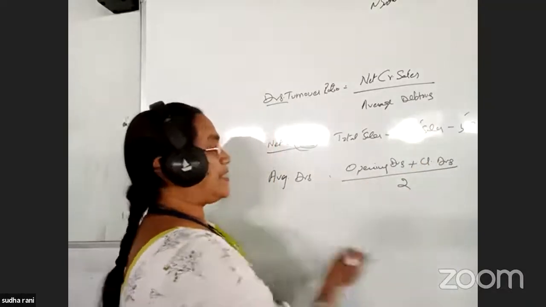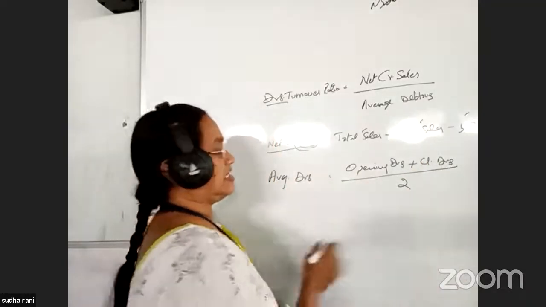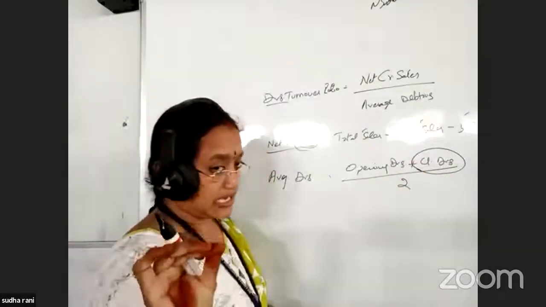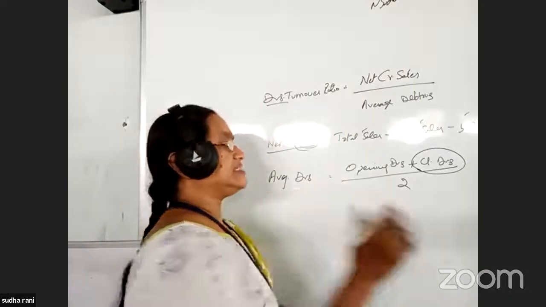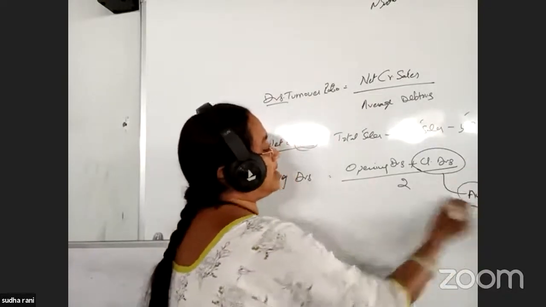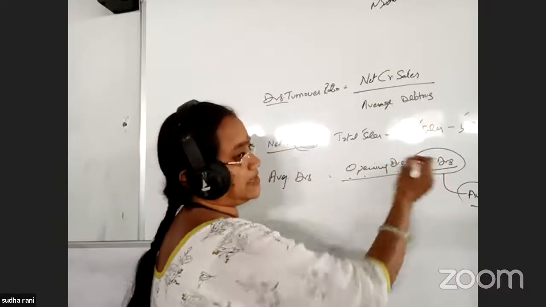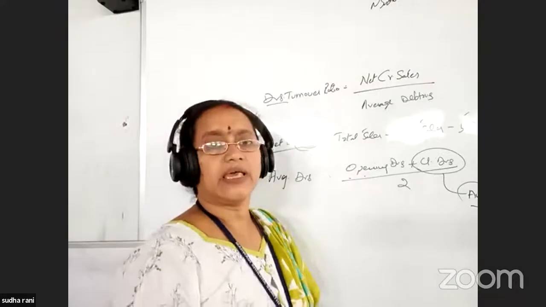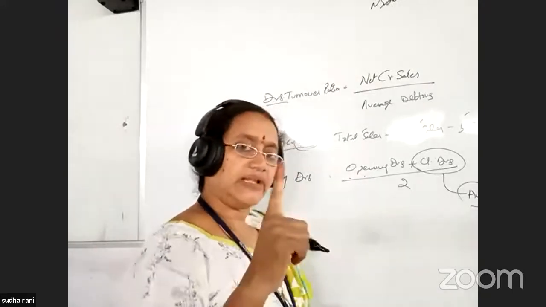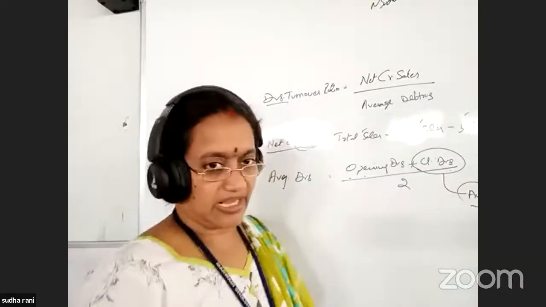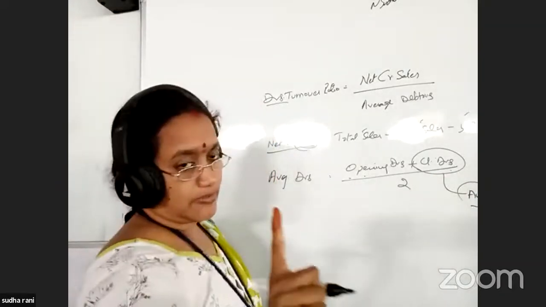In absence of opening and closing debtors, whatever closing debtors are given or whatever the debtors are given in the question, that itself has to be taken as average. Remember, if both are given, opening plus closing by 2 we do, and we get average debtors. If both are not given, only one debtors is given, then we will take that itself as the average directly. Again, don't do by 2.